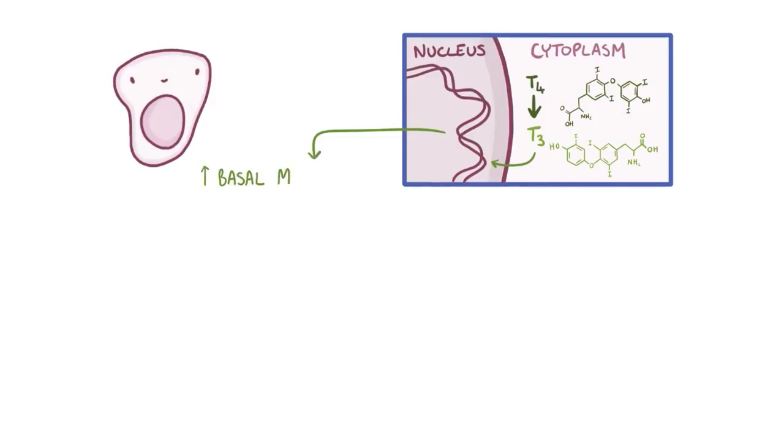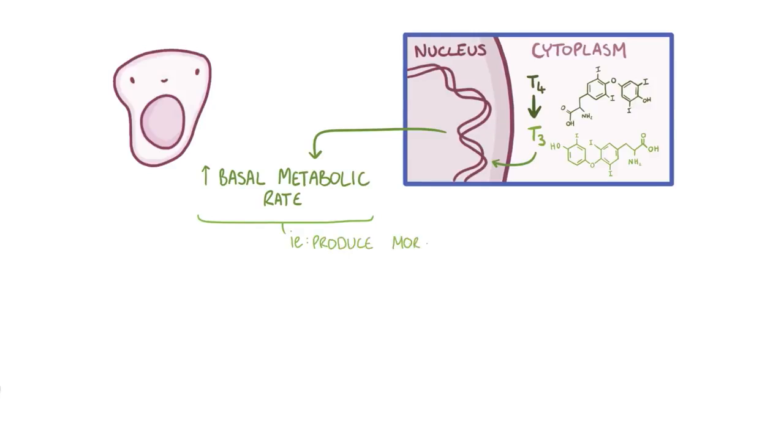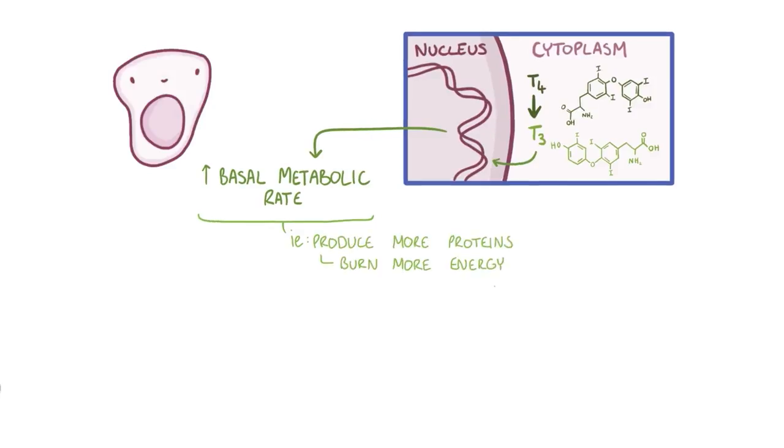T3 speeds up the basal metabolic rate. So as an example, cells might produce more proteins and burn up more energy in the form of sugars and fats. It's kind of like the cells are in a bit of a frenzy.